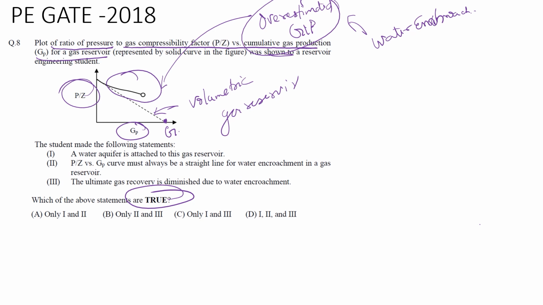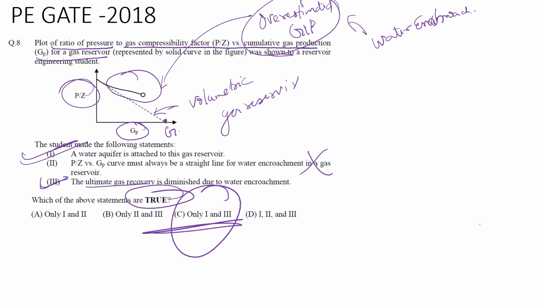Now look at the options. First is aquifer is attached to this gas reservoir. Very true, yes. Second point is P by Z versus GP curve must always be a straight line for water encroachment. No, it's not. It's a wrong thing. It will not be a straight line for a water encroachment. Third is the ultimate gas recovery is diminished due to water encroachment. Yes, it's a true thing. So my 1 and 3 satisfied the question. So option C is my correct answer.